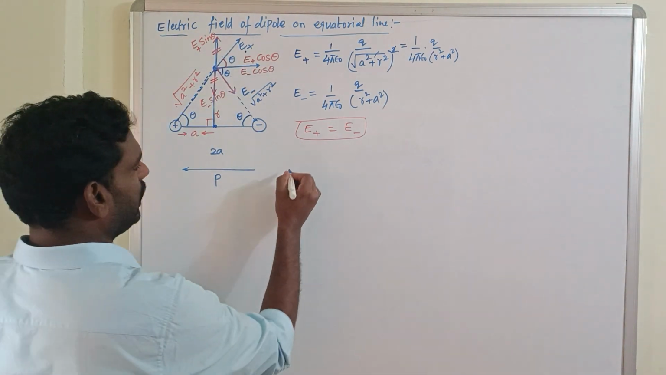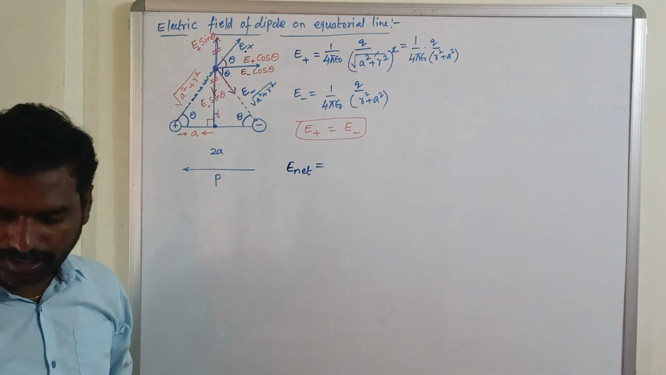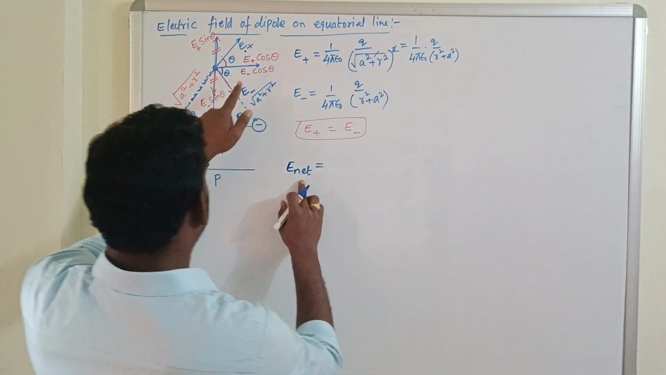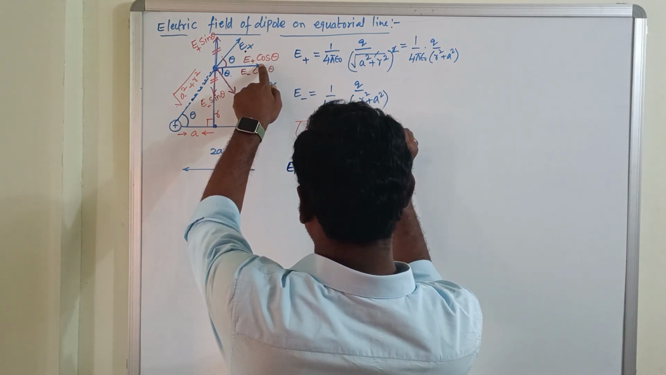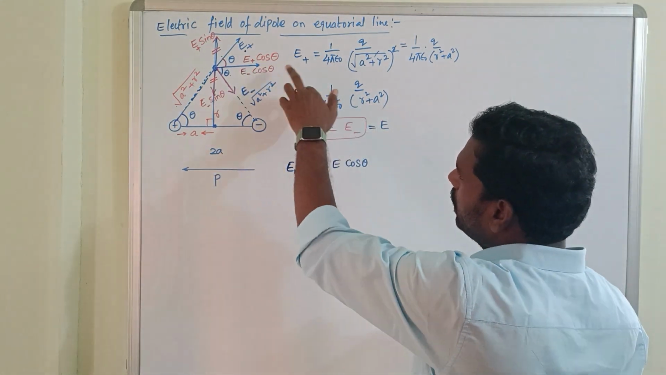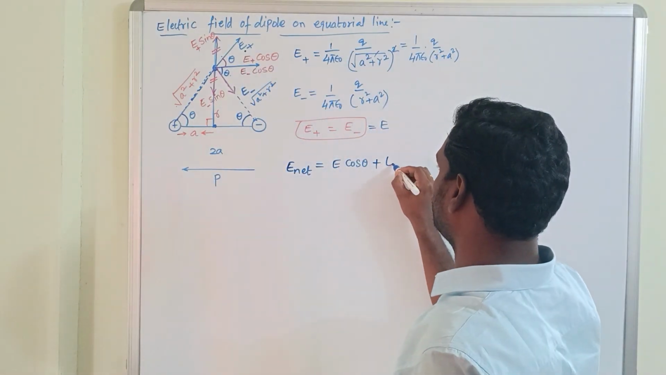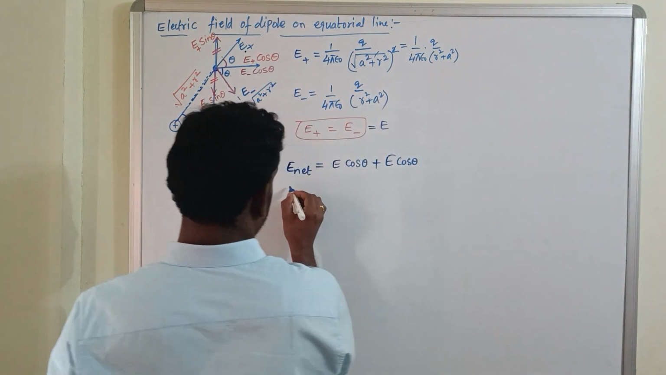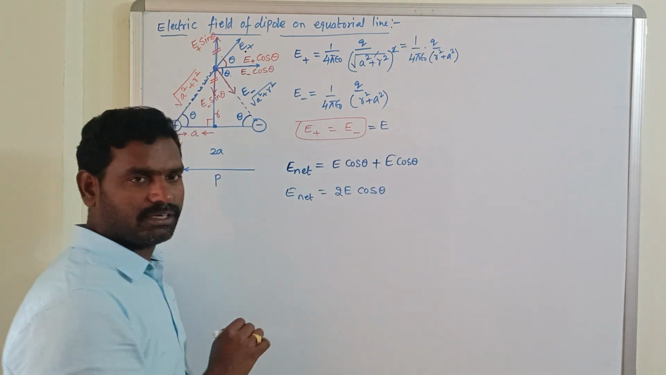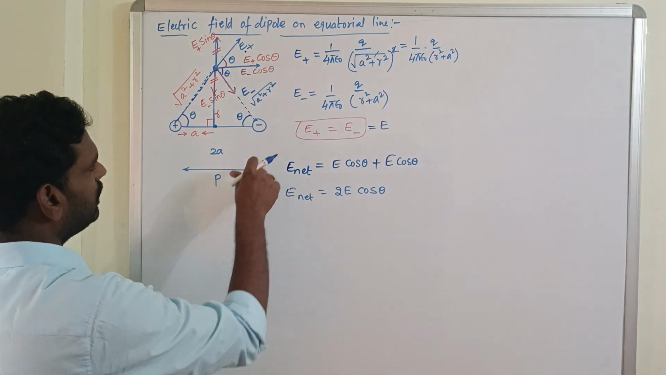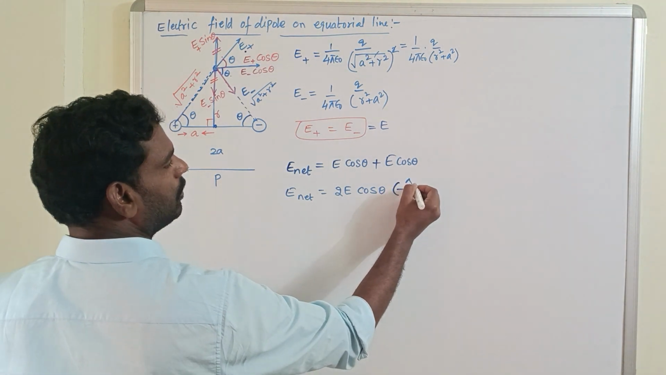So net electric field due to a dipole on the perpendicular bisector or equatorial plane: E net is E plus cos theta plus E minus cos theta in the same direction, where E plus equals E minus. That is E cos theta plus E cos theta, which is 2E cos theta. What is the direction? The dipole moment is toward the left side, while 2E cos theta is toward the right side, that is, opposite to p cap.